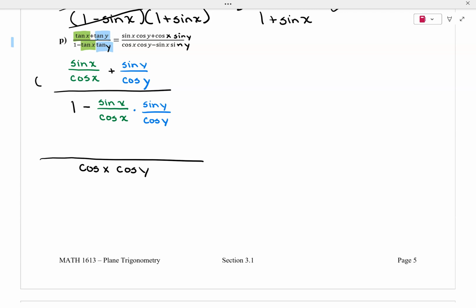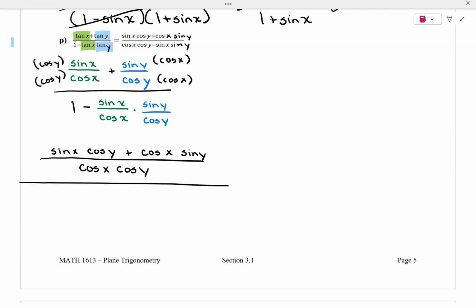So that means this one has to get multiplied by cosine of y. So this is going to be sine of x cosine of y plus, looks like this one has to be multiplied by cosine of x. So this will be cosine of x sine of y, all over. Looks like this denominator is cosine of x cosine.